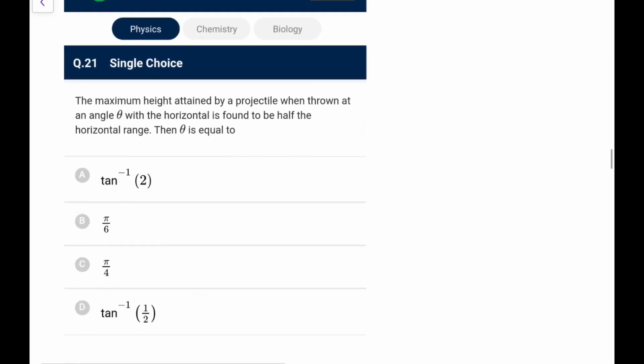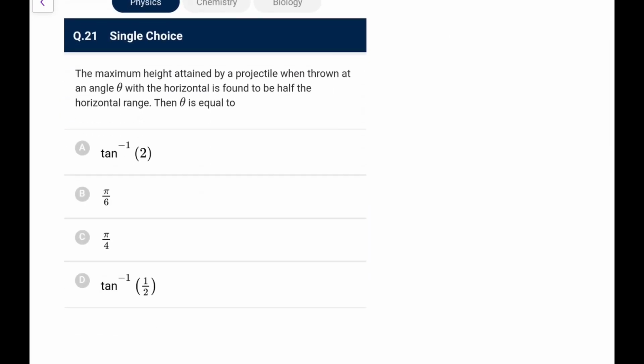pathetically wrong. Next. The maximum height attained by a projectile at angle theta with the horizontal is found to be half the horizontal range, then theta is.